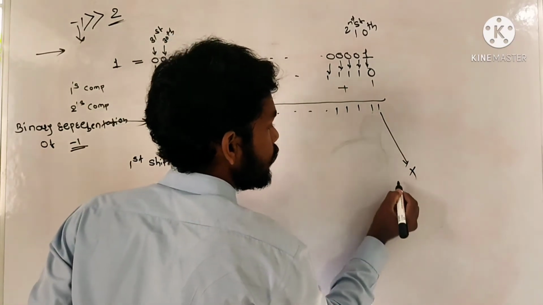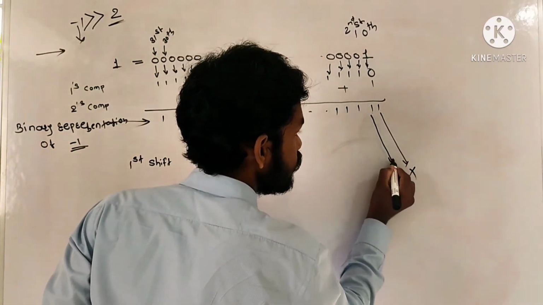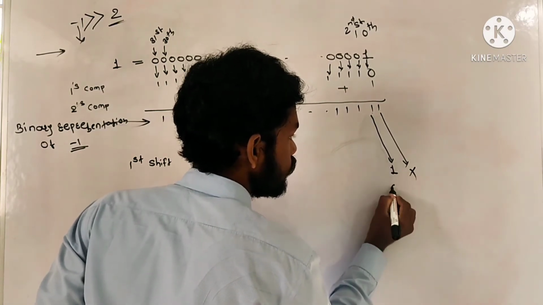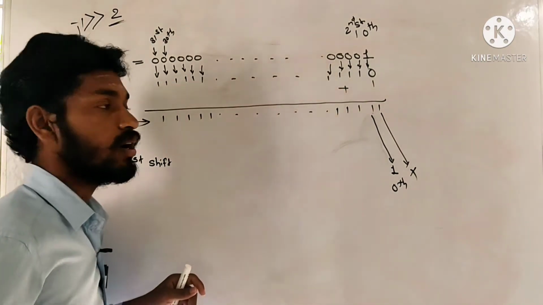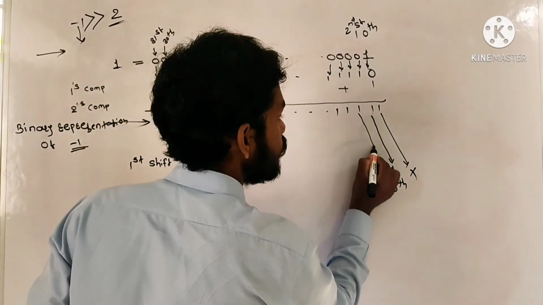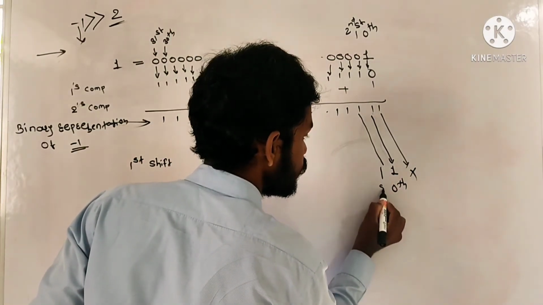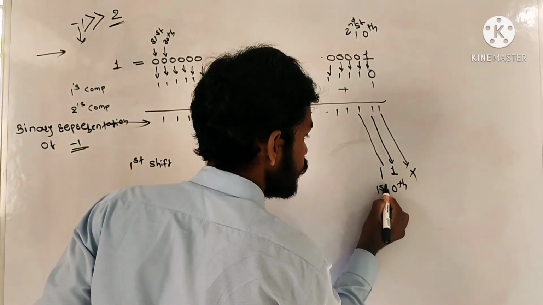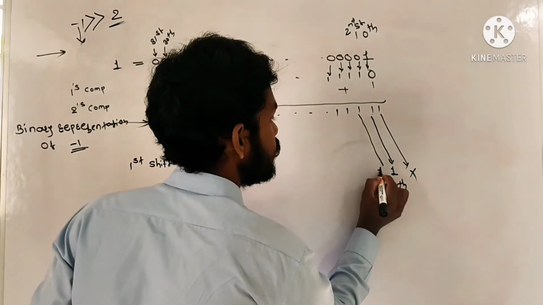This one will copy to the 0th bit. This one will come to the 0th bit. This one will come to the first bit.